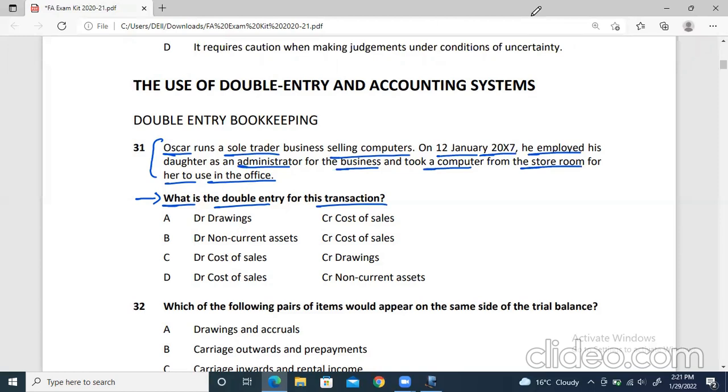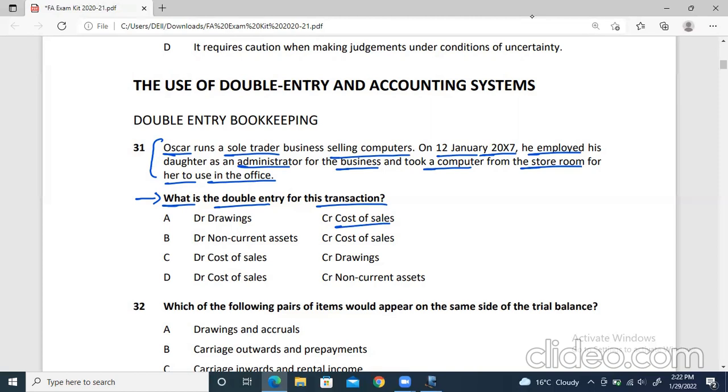Okay, now let's see what will be the double entry for this one. Again, let's read this. As an administrator for the business and took a computer from the storeroom for her to use in the office. So what will happen is that I don't think any kind of drawings are happening over here, right? Because drawings basically means to take anything for your personal use, to take any cash or goods for your personal expenses or personal use, right? So I do not think that any kind of drawings are happening over here. Now you see this word cost of sale. I'll explain this in a while, what it consists of, and further you'll get this when we start the financial statements as well.